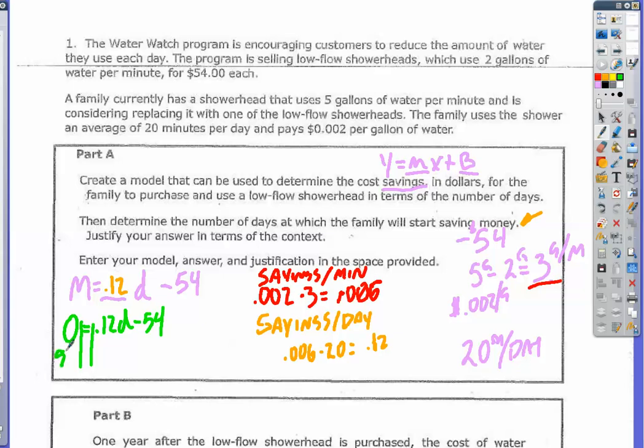So we get 54 is equal to 0.12D. Divide by 0.12, divide by 0.12. And so we get D is equal to? 50 days? Oh, I guessed it.